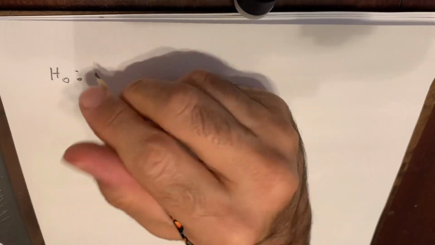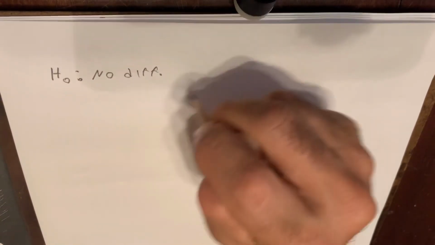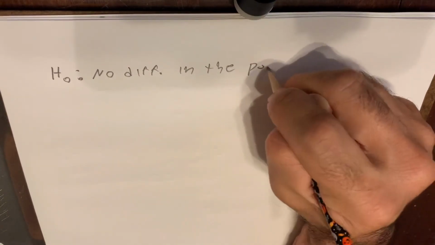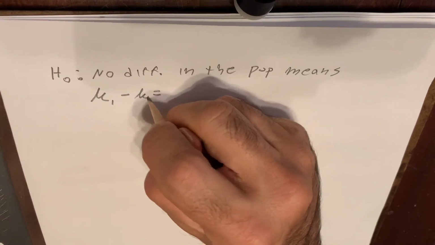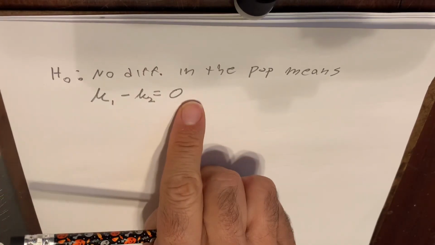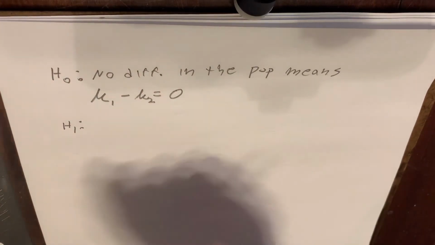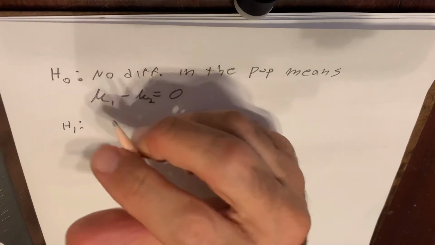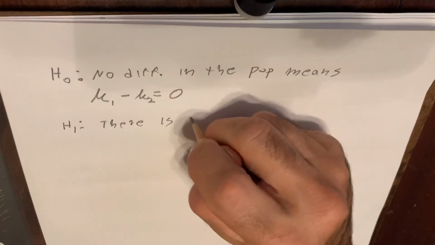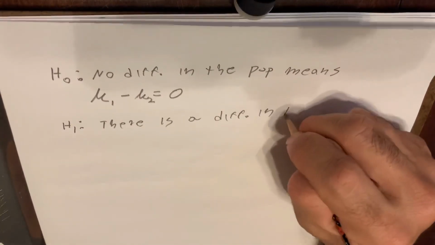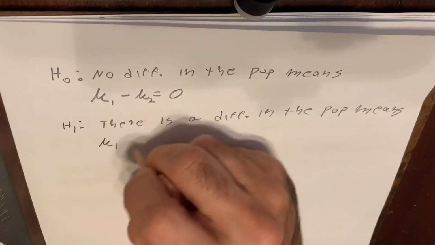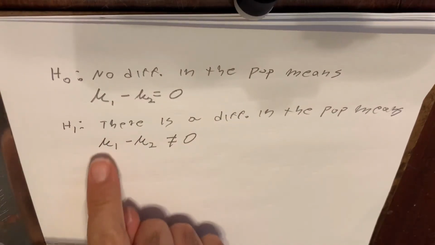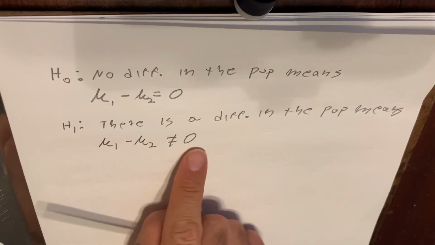Well, let's write the hypotheses. The null hypothesis is that there's no difference in the population means. Another way to write this: mu1 minus mu2 equals 0. This is what no difference means, zero difference. We are looking at a two-sided alternative. So for our alternative, we're just saying that there is a difference. In other words, mu1 minus mu2 is not equal to 0. Because if there's a difference, then it is a non-zero difference.